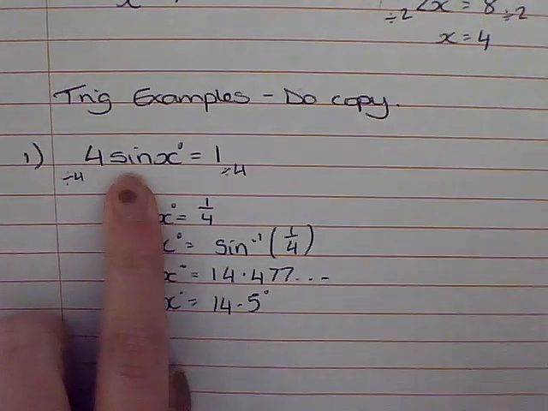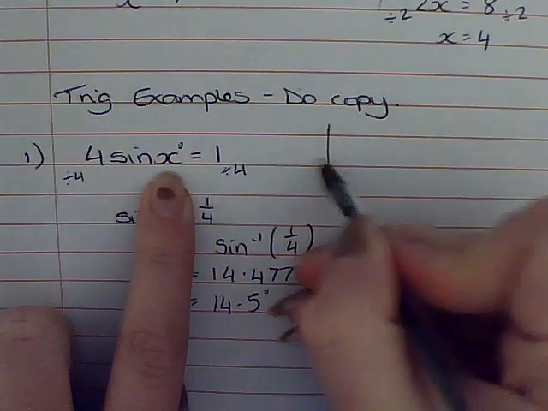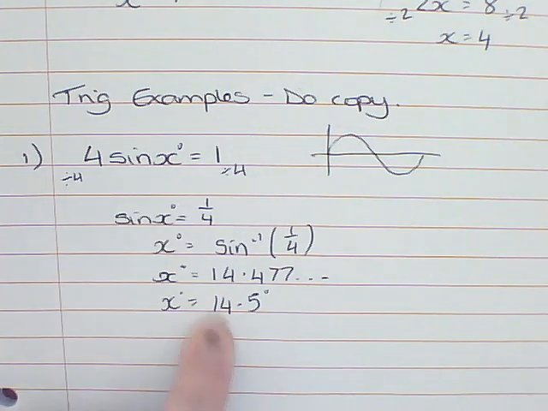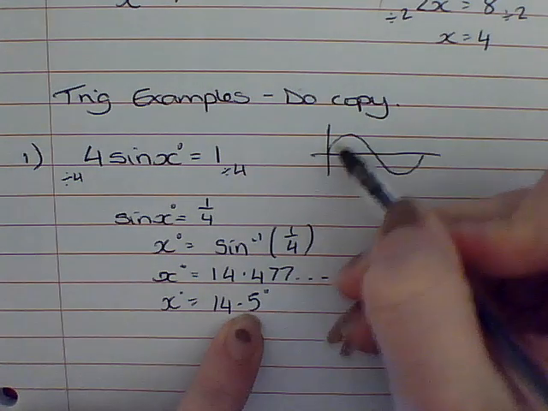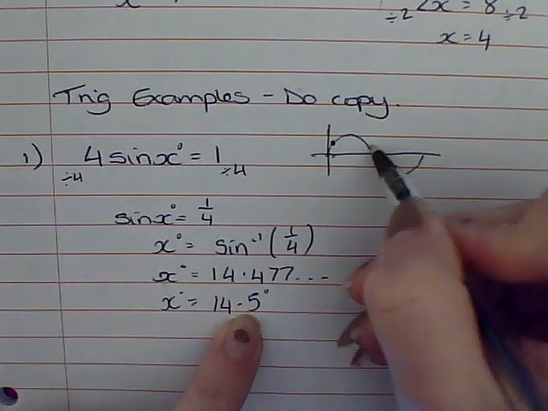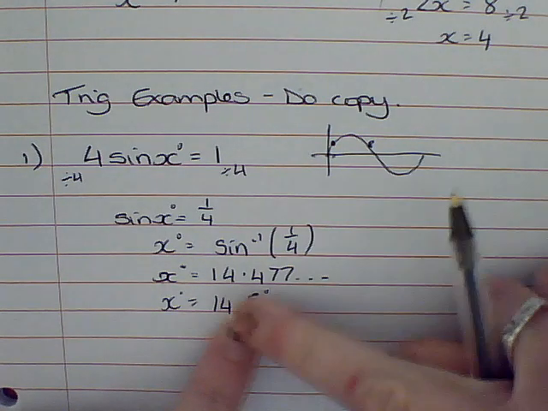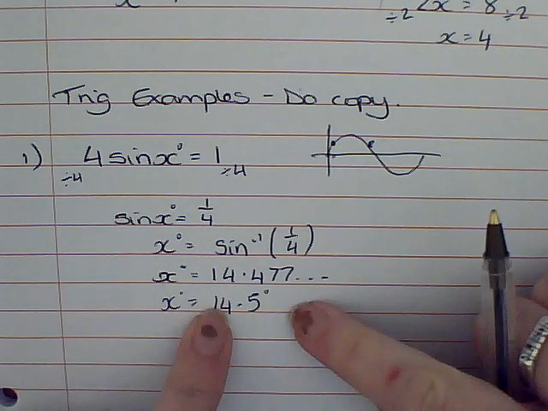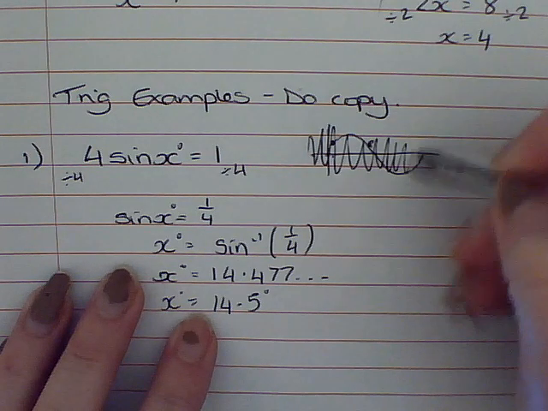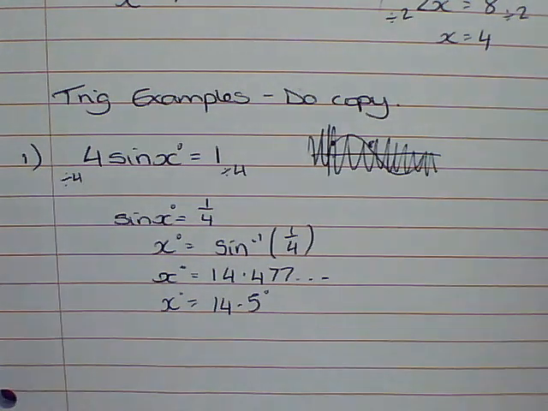Now, sin x is just a graph, and 14.5 happens here, because that's about 14.5 along, and here as well. So there's another value I am needing to find. Okay, there will always be 2 values. You do not need to draw that little graph. How would I get another value?